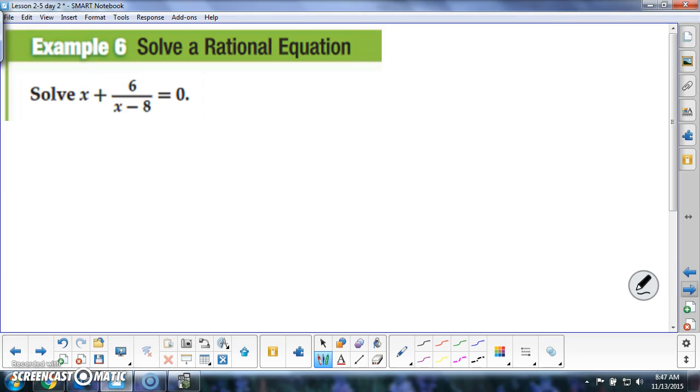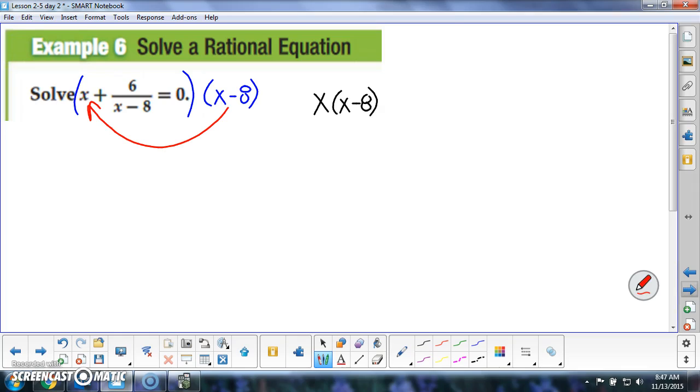Next problem, same directions. We have to solve the rational equation. It's got fractions in it. We want to begin by multiplying everything by the LCD. Now in this problem, the LCD is not just a letter like the last problem. It's going to be an expression, x minus 8. And we're going to have to take this LCD and multiply it by each term. So we begin and we'll get x times x minus 8. Now when we multiply those, the x minus 8's cancel, so we just get 6.